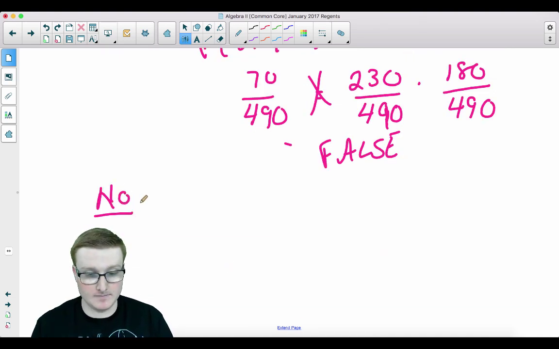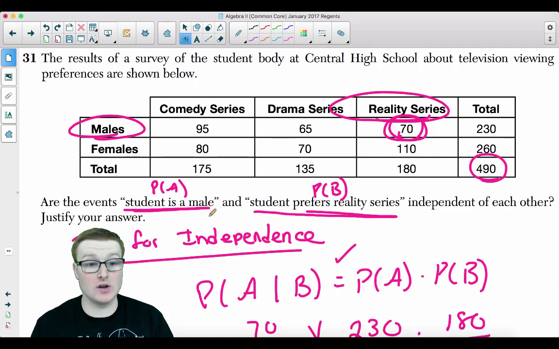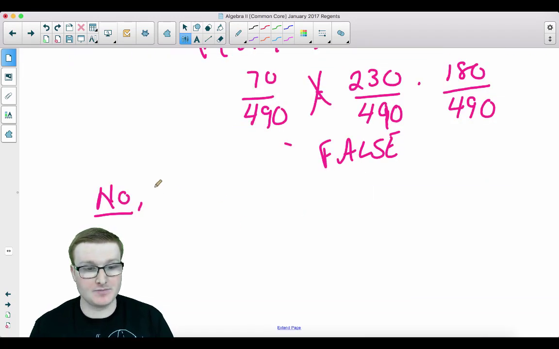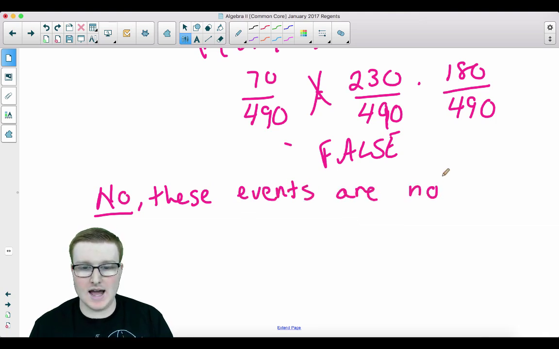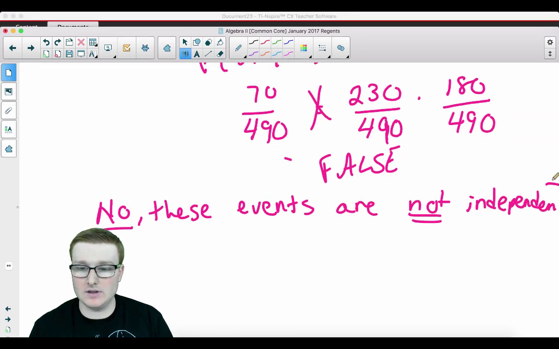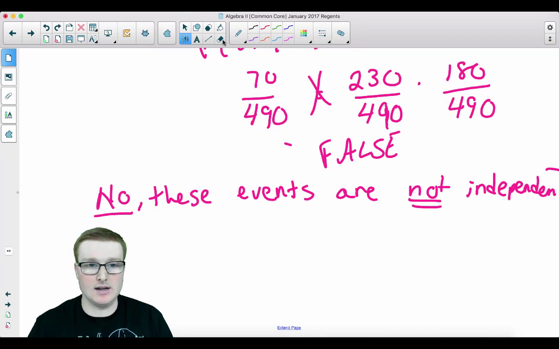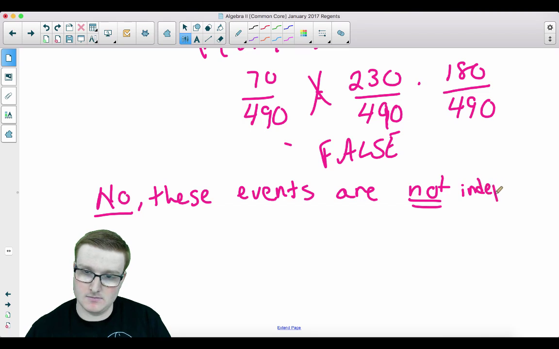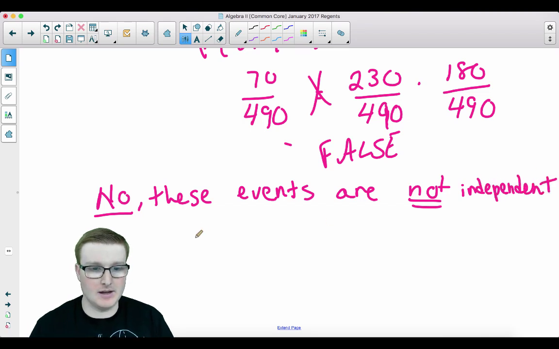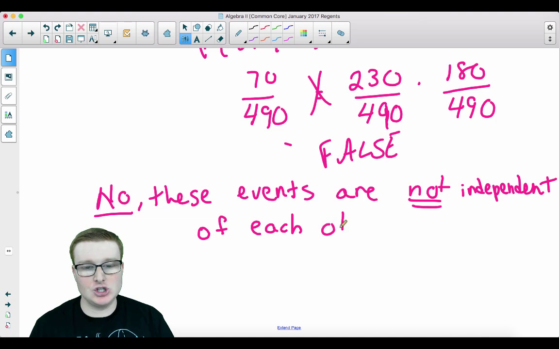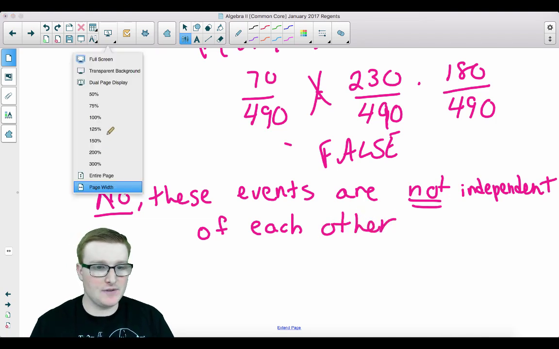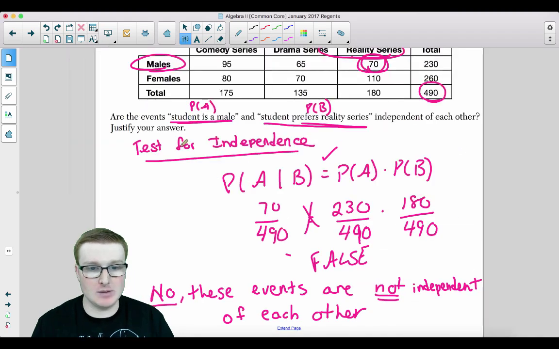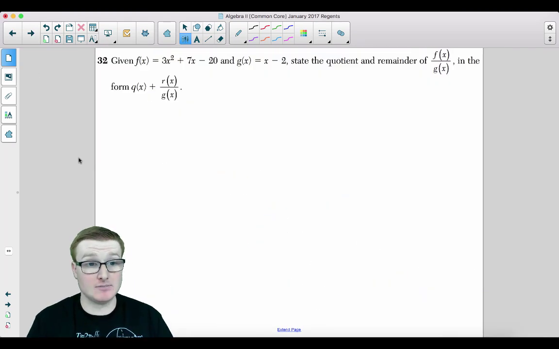So we're going to say no, because they asked the question, are the events independent? So we're going to say no. These events are not independent of each other. I knew that was going to happen. Hold on one second. Are not independent of each other. There we go. And it says justify your answer. When it says justification, they want to see some sort of math. Ladies and gentlemen, this is my justification right there. So we're good to go.